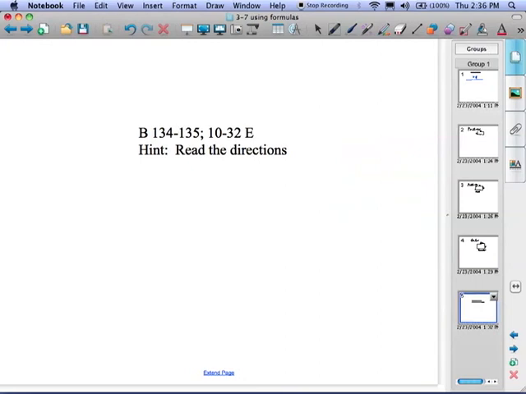Your homework is on pages 134 and 135, 10 to 32, the evens. Another hint: read the directions, because you have to find both the perimeter and area for several problems.